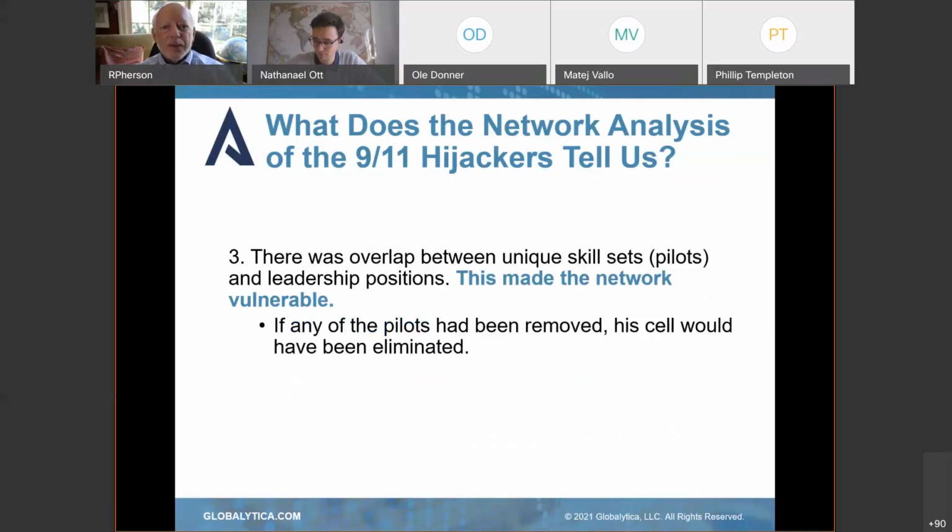So also, there was an overlap between skill sets, and it made the network vulnerable. The pilots in particular were absolutely critical. So if you lost a pilot, you would have lost that entire part of the cell. And looking at the network analysis, you can see where that was probably true.